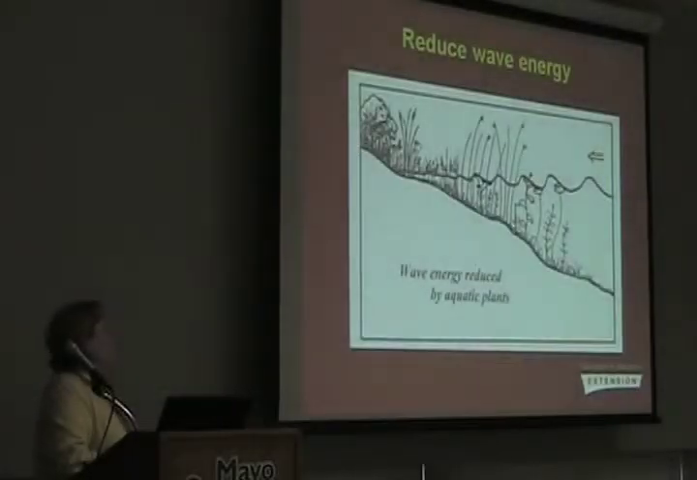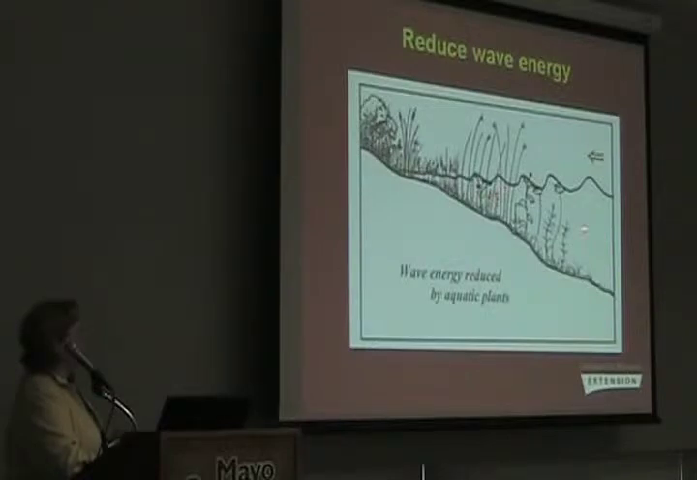which is right along the shore. The first thing that they do is they reduce wave energy. And we're talking about the waves out in the lake. The plants growing in the lake, or the aquatic plants, actually help soak up and break down some of that energy so that by the time those waves hit the shore, they don't have the energy and the impact that they would otherwise if there were no plants there.